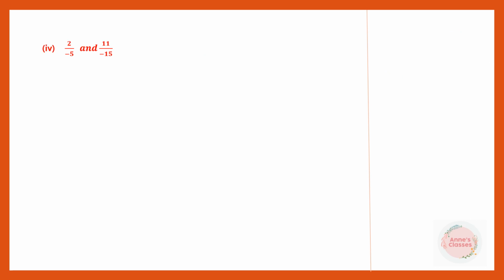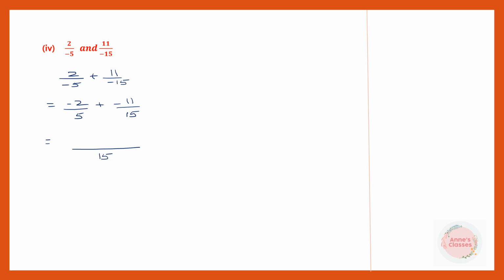Question 4. Here let's add this up in the same order given. So this is 2 by minus 5 plus 11 by minus 15. Let's transfer the minus sign to the numerator. So minus 2 by 5 plus minus 11 by 15. Let's find the LCM of the denominators 5 and 15. We found out in the previous question it is 15.